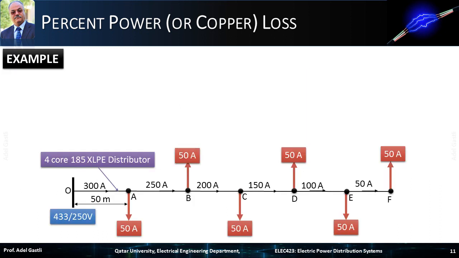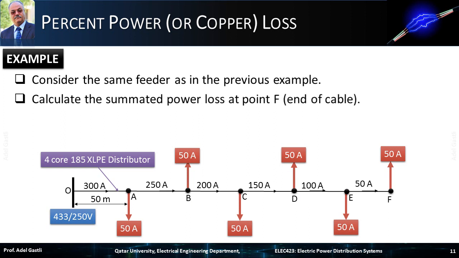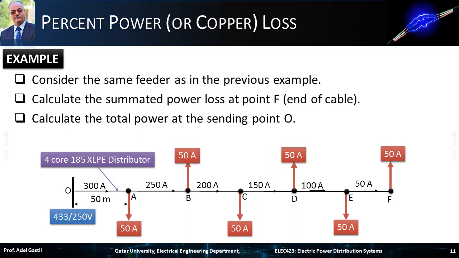Now, let's take the same example as before, and apply the power loss calculation presented earlier. So, we consider the same feeder as in the previous example. We first need to calculate the summated power loss at point F, at the end of the cable. Then we need to calculate the total power at the sending point O.